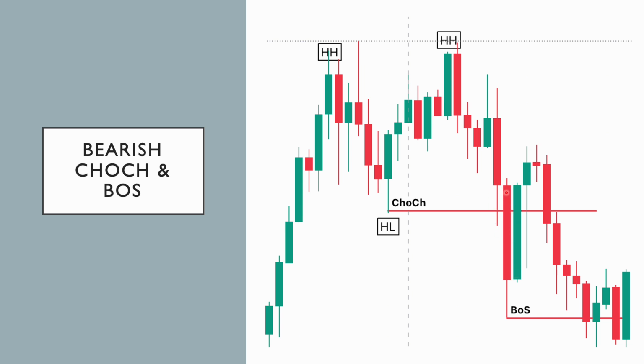Okay, why is that important? Because look here, what follows this change of character candle? A bounce to the upside, then the downtrend resumes. Once it breaks below this level here, we can consider this as a break of structure, meaning a continuation. But again, a bounce, a drop, and a bounce.